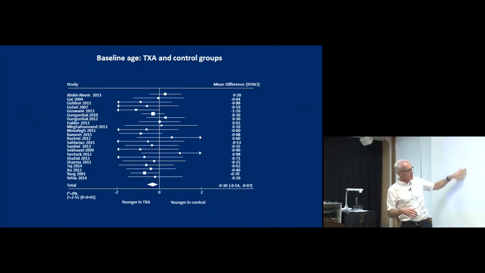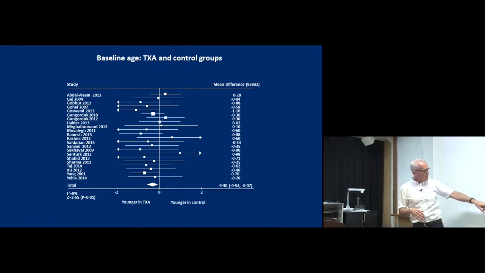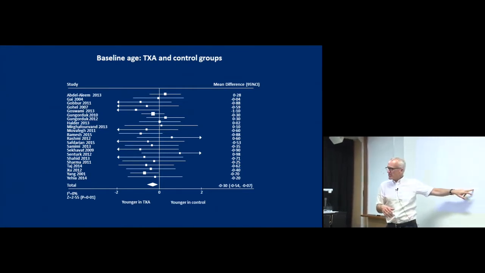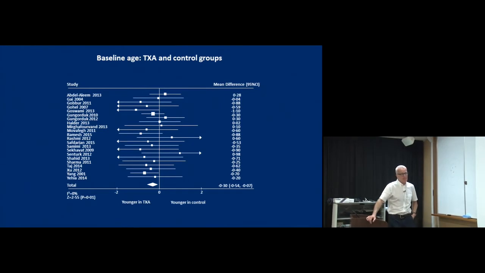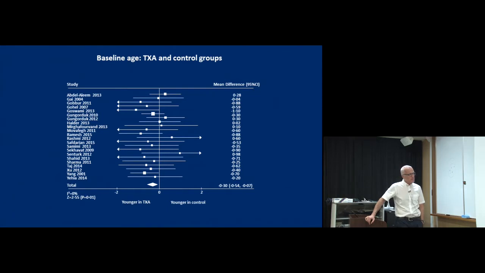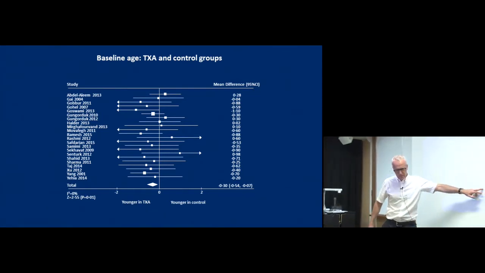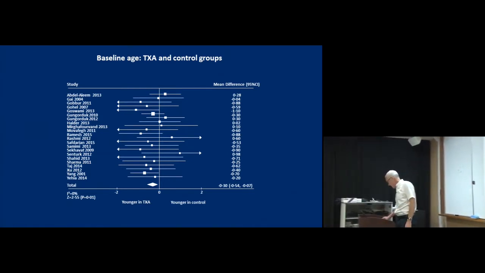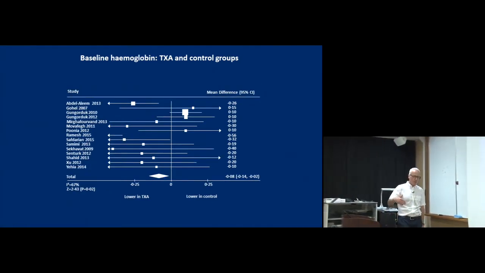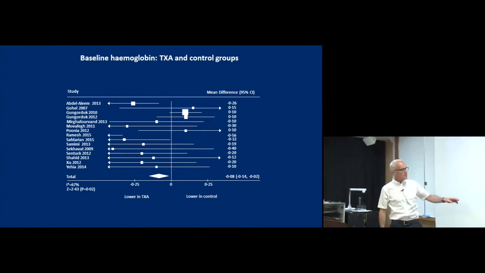We did a meta-analysis of age, and the patients in the treated group were significantly younger. That shouldn't really happen. Maybe it could happen really rarely by chance, but it shouldn't really happen. It makes you a little bit more suspicious. So age was significantly lower in the treated group.